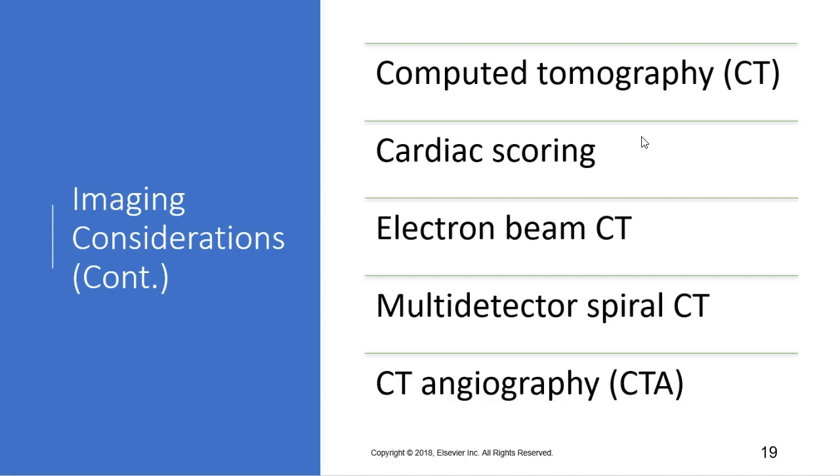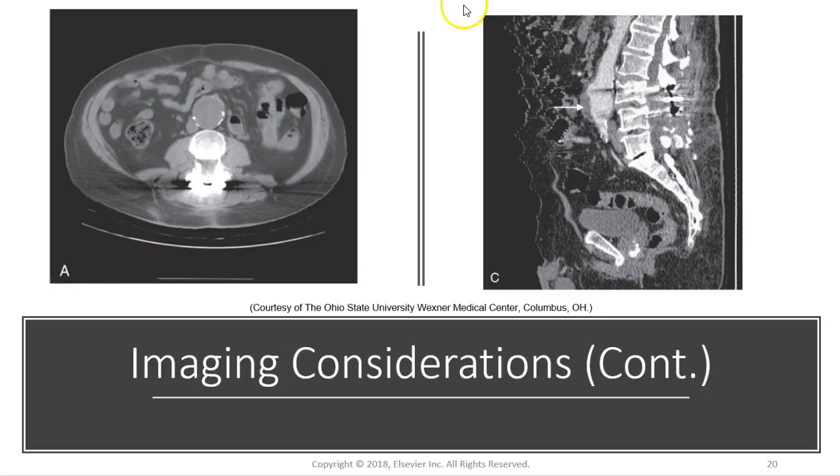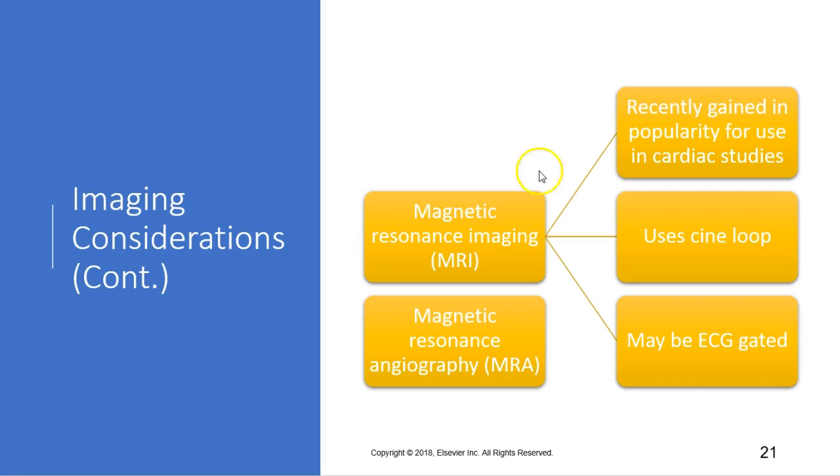So there's multi-detector spiral CT and CTAs. So just like MRAs, they're CTAs. And you can see here we have some ballooning, and you can see down here. So CT shows us well. MRI. So recently gained in popularity for cardiac studies, uses a cine loop, and it may be ECG gated. The scanners are getting really smart with the software where they can actually scan between the beats, which is great, so there's less motion. We can also do MRAs.